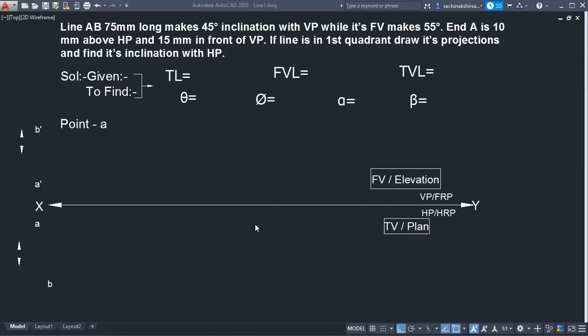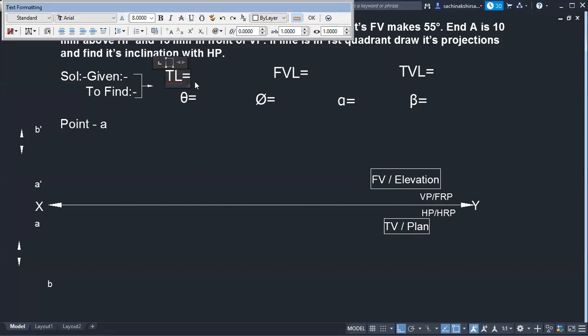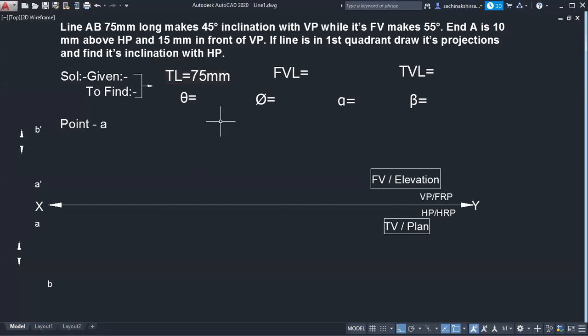Don't run away from this subject. If you enjoy this subject with your interest, it is a very interesting subject. Who will tell what is given in the problem? Line AB 75 mm long, what is this 75 mm? True length. It is as simple as this. It is true length 75 mm. Line AB 75 mm long means the true length of line AB is given. It makes 45 degree inclination with VP.